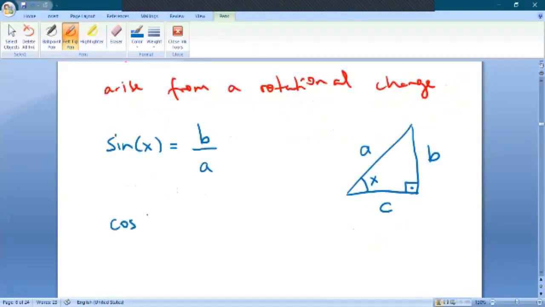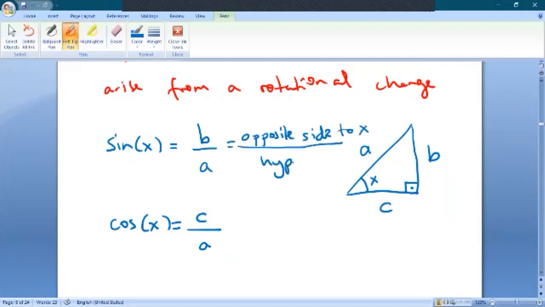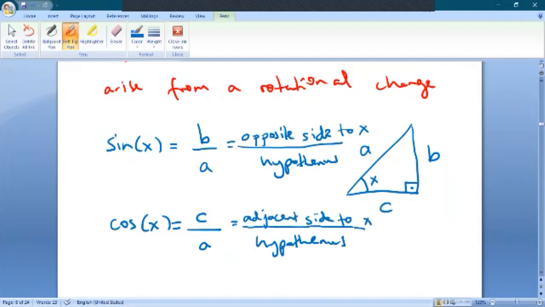And then cosine of x is the adjacent side over hypotenuse. Okay, so you could also write it like the opposite side to x over hypotenuse. And you can say that cosine is the adjacent side to the angle x over hypotenuse. Okay.